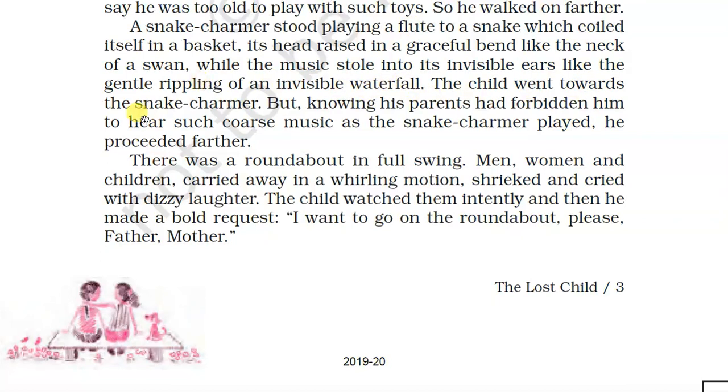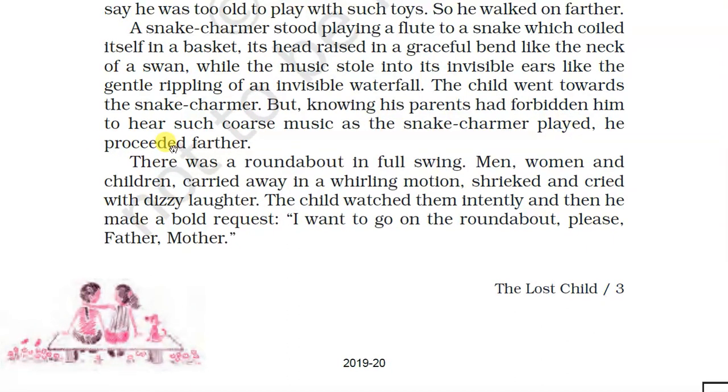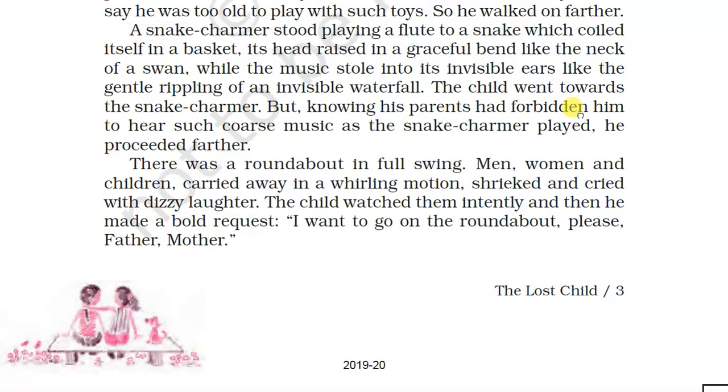The child went towards the snake charmer, fascinated by the music produced by the flute, but knowing his parents had forbidden him to hear such coarse, rough music, he proceeded. Proceeded means went on, moved forward. Forbidden means said no.